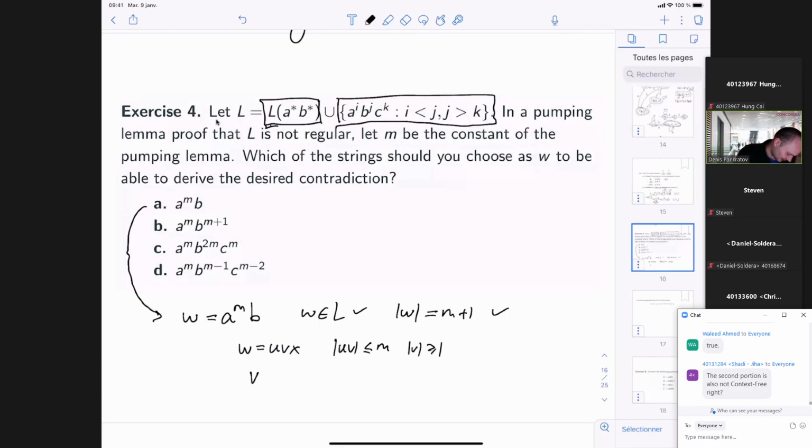V consists of A's. Say V is just A to the power K. And then when you consider w_i = u v^i x, it is actually a to the power m plus i minus 1 times k, then b. So it's of the form some number of A's followed by a B.